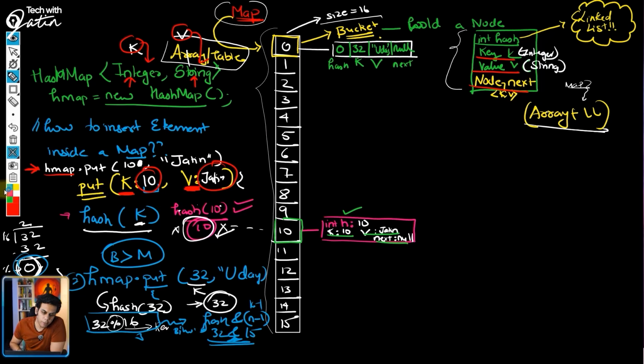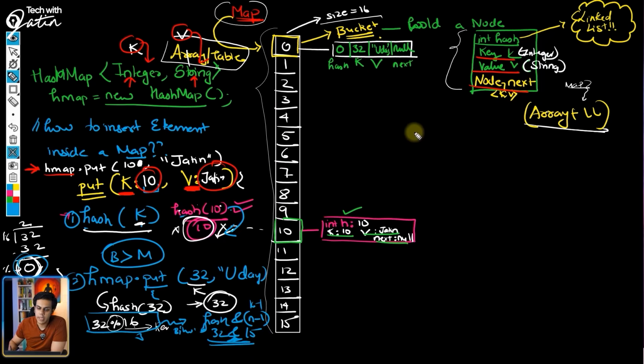Now, the moment I say go and put this particular key and value inside this particular array, how it works is, the first thing is the hash of key will be calculated, that is hash of 10. What is hash of 10? 10. Then what it is going to do is, in order to fit this hash between 0 to 15, between the size of 16, right?